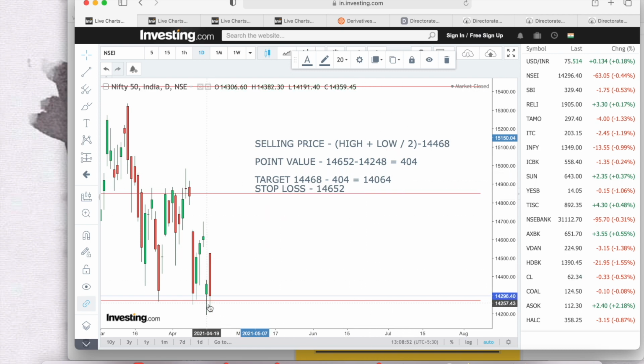It already happened. If you see, it gave a low of 14190. Usually, if you play smartly and trail your stop losses, you would have already made profit here if you know this pattern. It did not happen. Came the next day, it even made a low again, came back to this area.